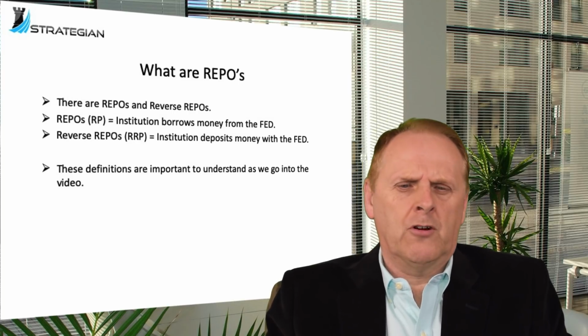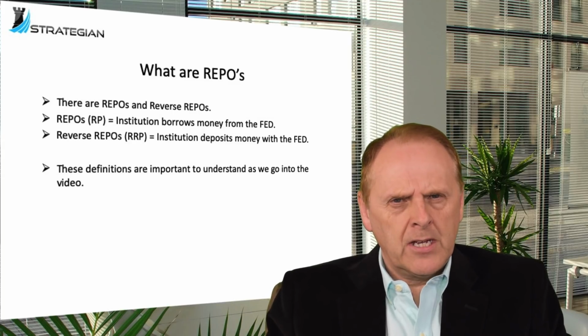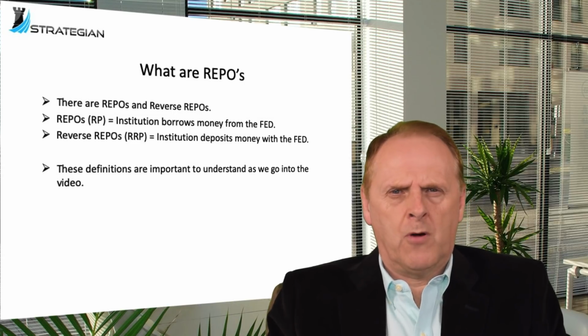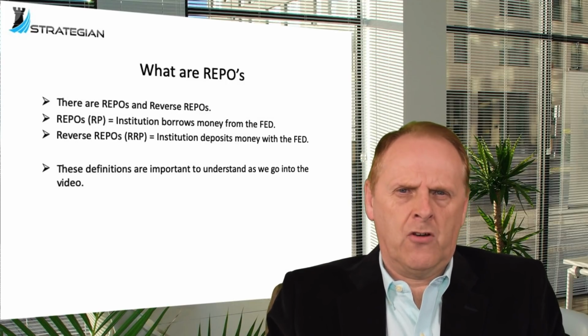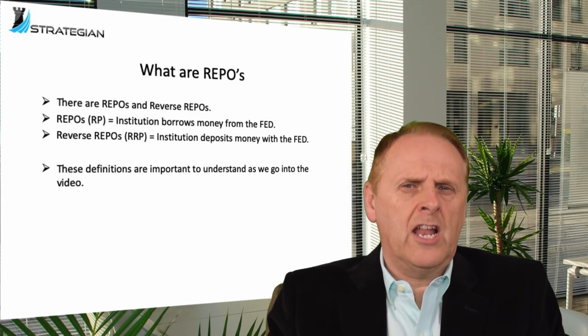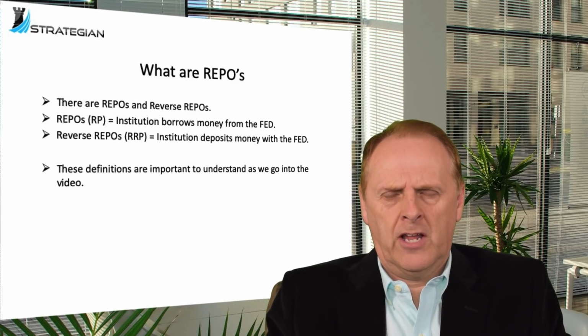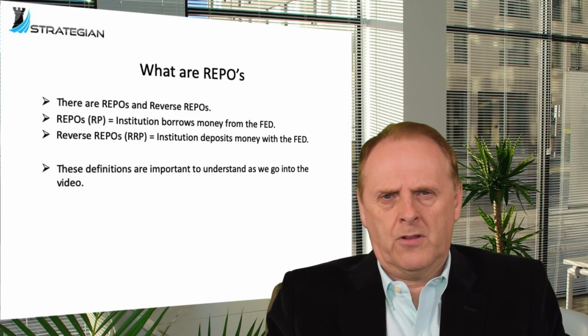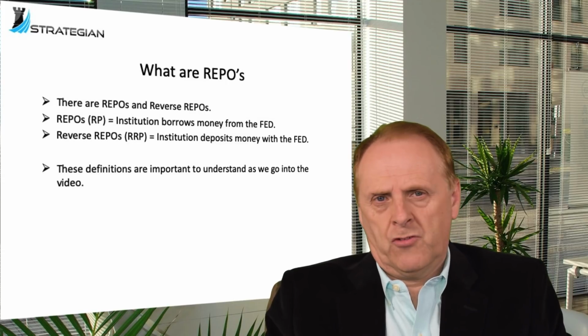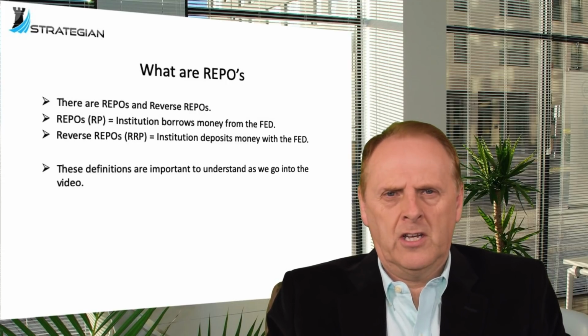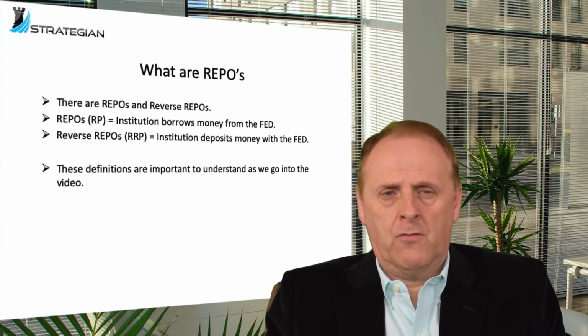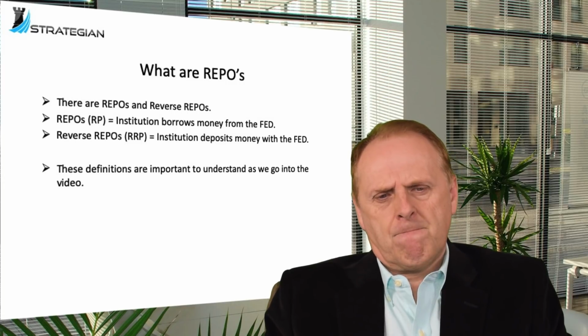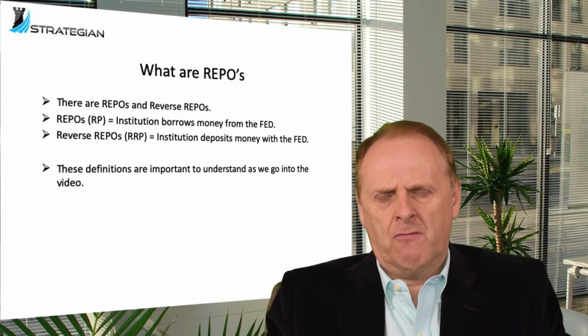So there are two types of repos. There are repos and reverse repos. Now, a repo is where the institution borrows money from the lender of last resort, the Fed, and the reverse repo, as you can imagine, is where the institution sends its excess reserves back to the Fed and gets an interest rate for that, which is usually less than what it pays to receive the money as a lender of last resort from the Fed. So this is to discourage misuse of the repo market by the banks, and usually you typically see like a 1.8 repo rate, 1.6 reverse repo rate, just to give you an idea. Now, these definitions are really important to understand what's going on as we progress further in the video.